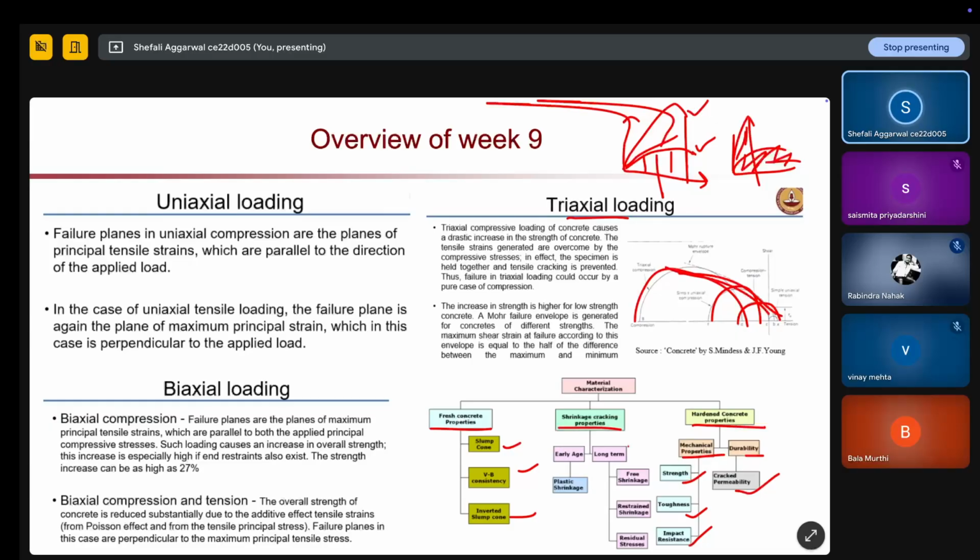So we are dividing into 2 stages: earlier shrinkage, that is plastic shrinkage, which will mainly occur within one day because of improper curing and all. And then long term, we have free shrinkage, restrained shrinkage, and residual stress. So all these things will be coming in the next week when we talk about shrinkage and creep in depth.